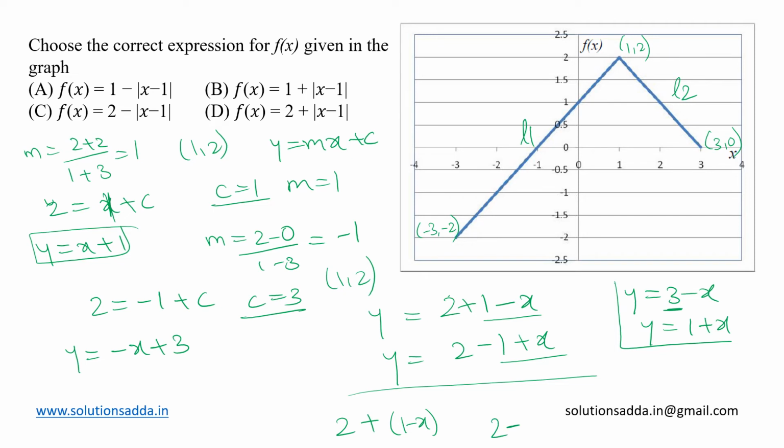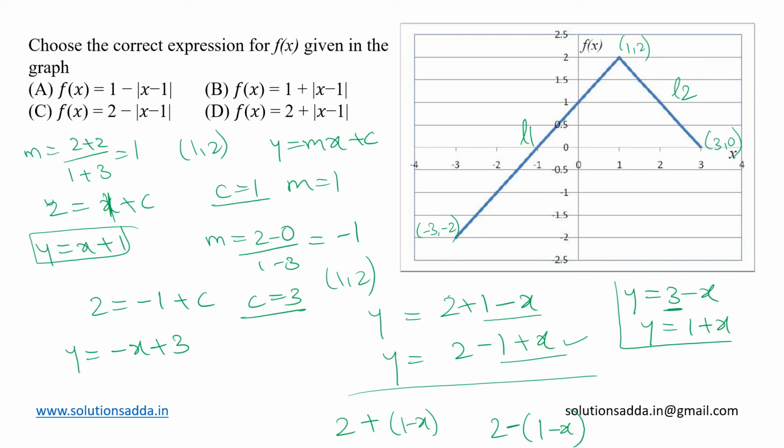So this will give us 2 plus (1 minus x), and this is giving us 2 minus, if we take that minus out, again this particular thing as (1 minus x). When we open this, it will become 2 minus 1 plus x, corresponding to the equation of line L2.